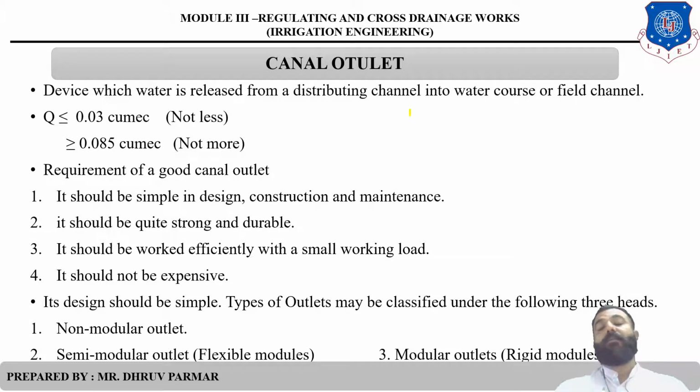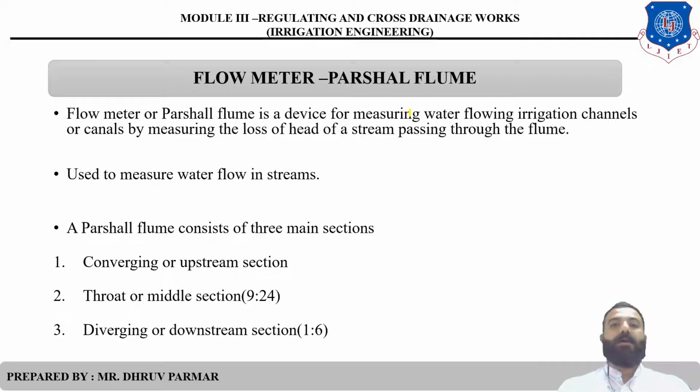So what are the requirements of a good canal outlet? The design should have simple construction and simple maintenance, easy. Second, it should be quite strong and durable. It should work efficiently with a small capacity or small load. Fourth, it should not be expensive, and the design should be simple. There are some classifications of canal outlets. First one, non-modular outlet. Second one, semi-modular outlet. Third one, modular outlet.